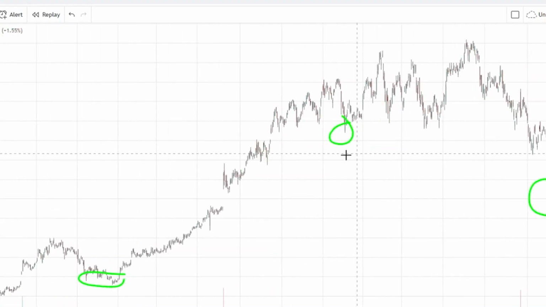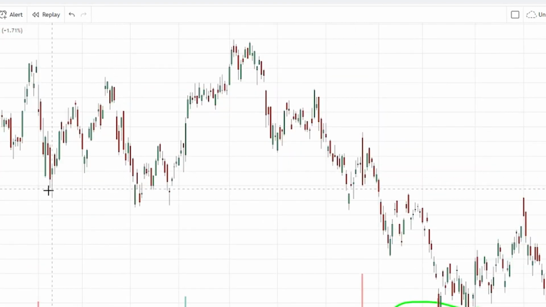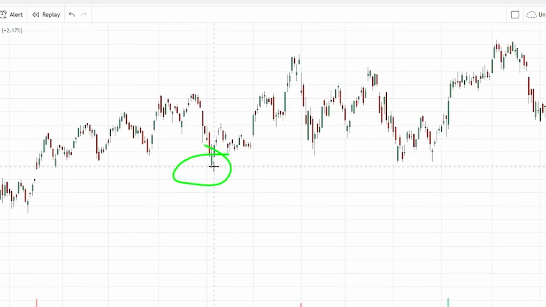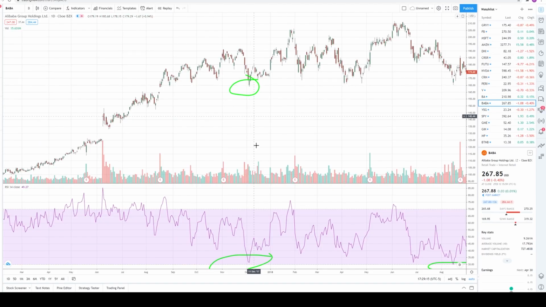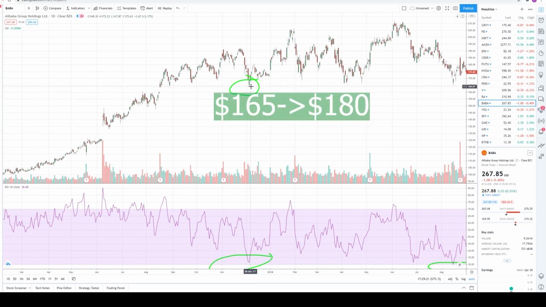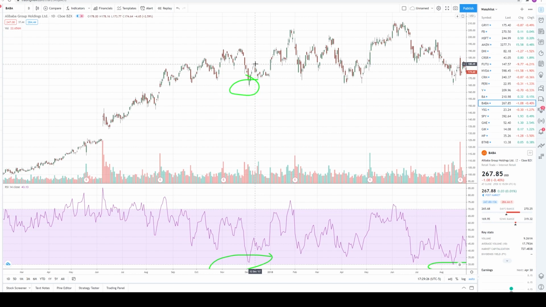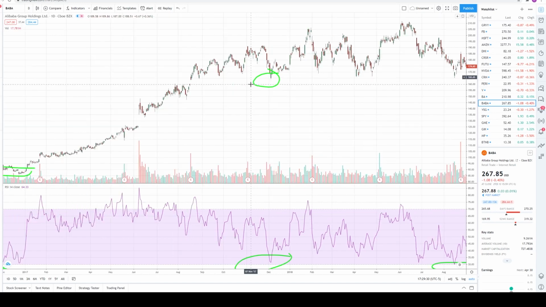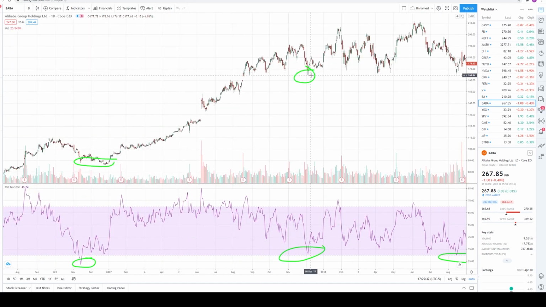And this is not the only instance. I'll do a second one here. If you look at this moment in time, Alibaba traded down from 190 to 165, hit a RSI of almost 30. First time in a long time. What did you see? Immediately a bounce from 165 to 180. Again, if you're a short-term trader, that's fine. You could have sold for a nice profit. Long-term trader, good time to buy, right?